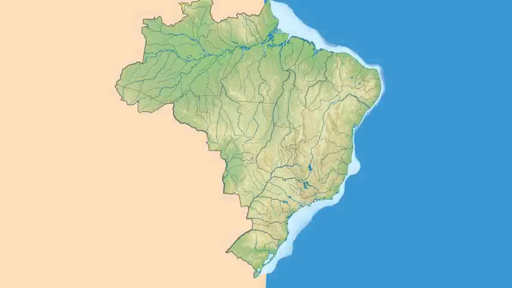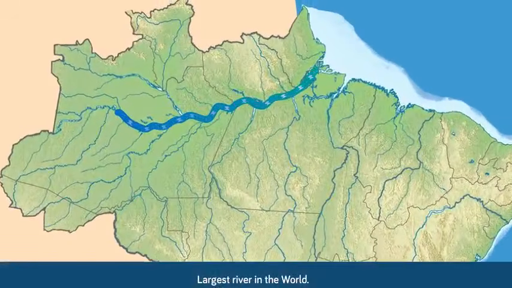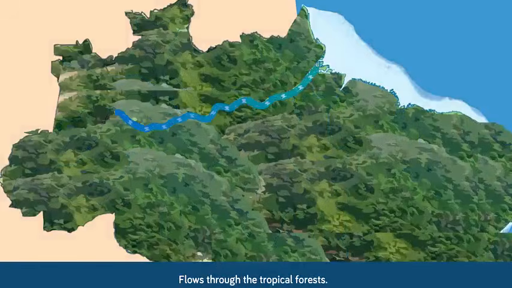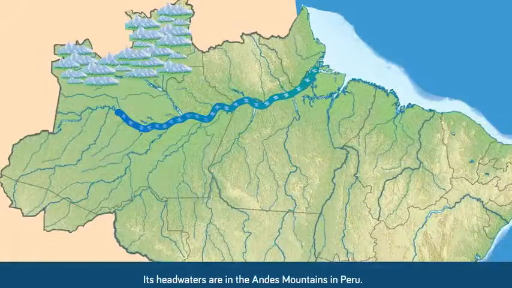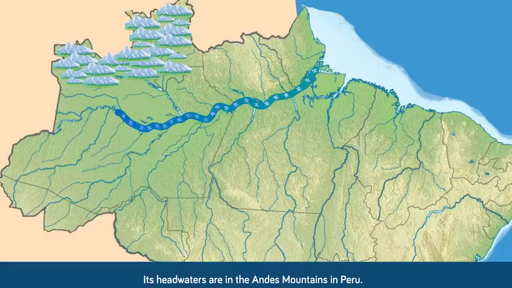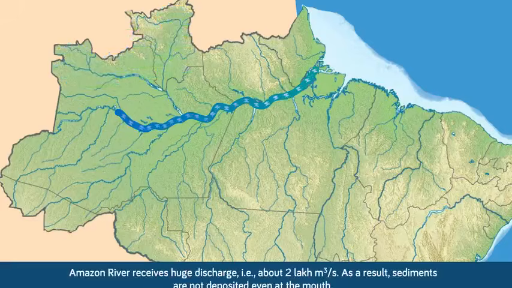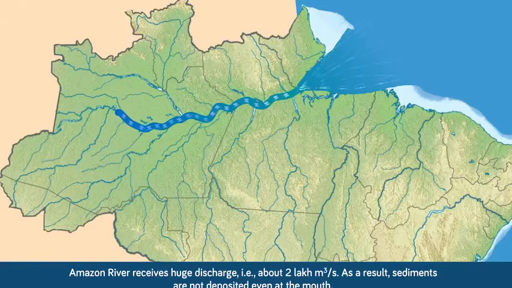Amazon Basin. 1. The Amazon River is the largest river in the world by the amount of water it carries. 2. It flows through the tropical forests of South America, mainly in Brazil. 3. Its headwaters are in the Andes Mountains in Peru. 4. Amazon River receives huge discharge, about 2 lakh cubic meters per second. As a result, sediments are not deposited even at the mouth.